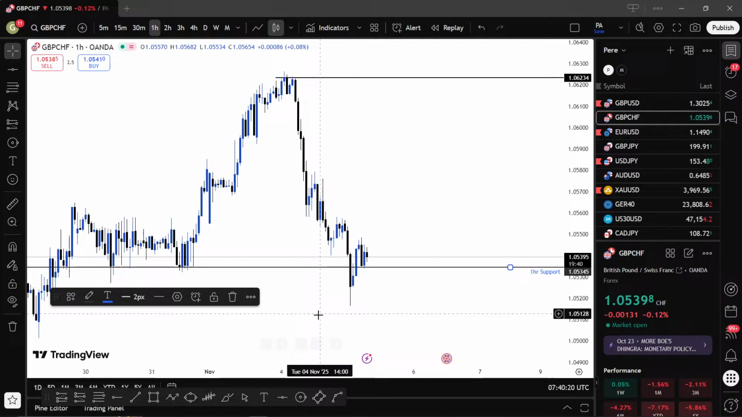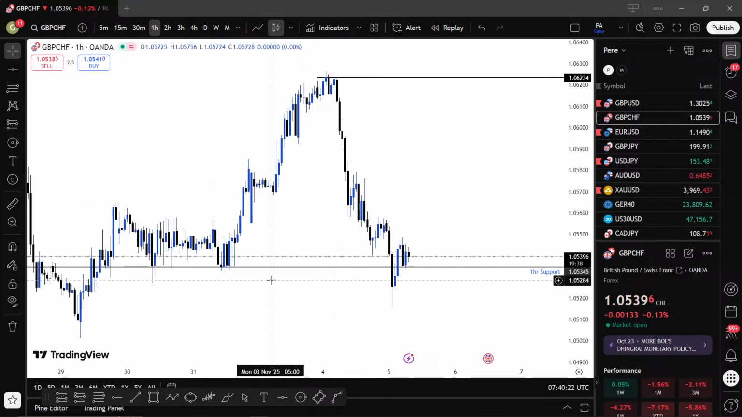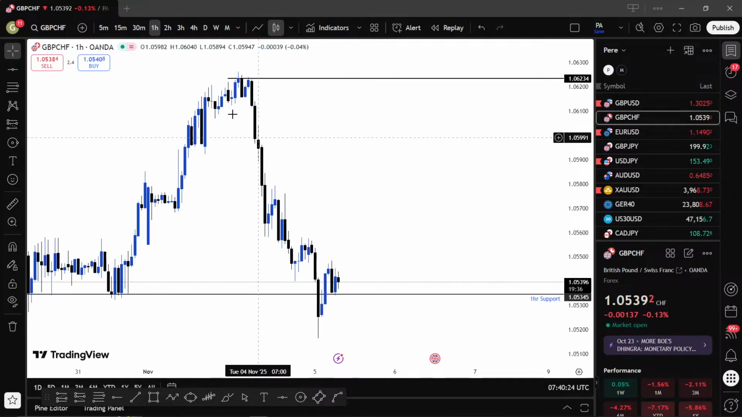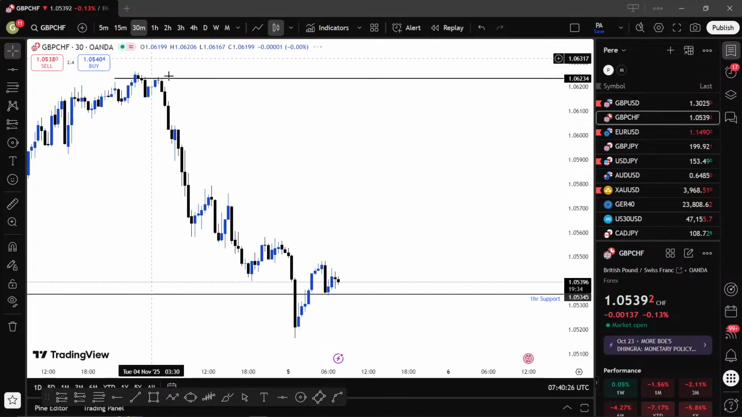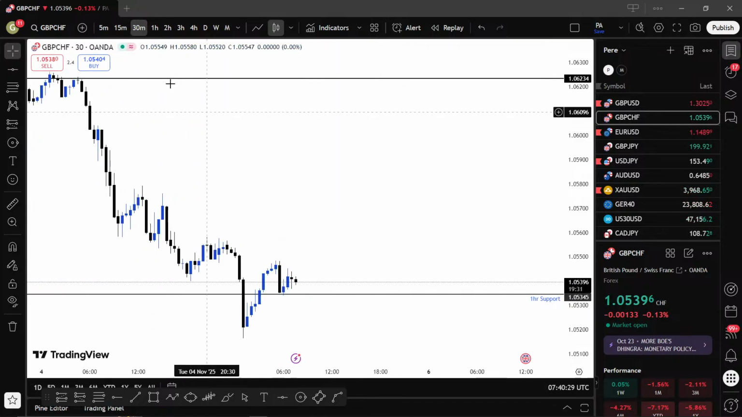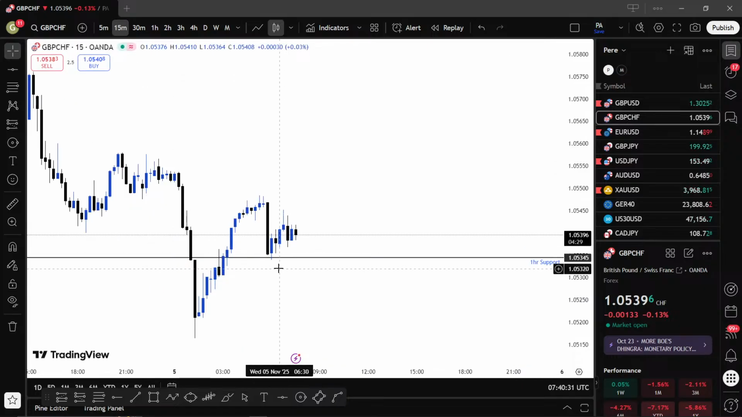So this breakout here doesn't really count since it quickly got back in, so we are going to see that as a fake out. Now down to the 30-minute time frame, 15-minute.